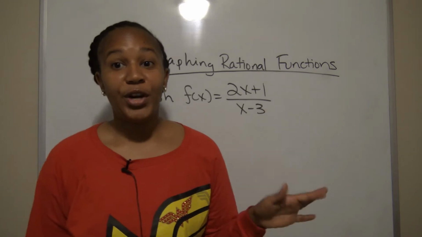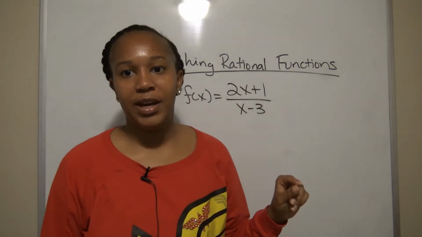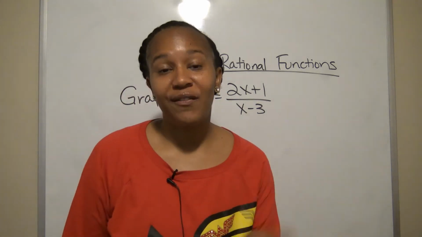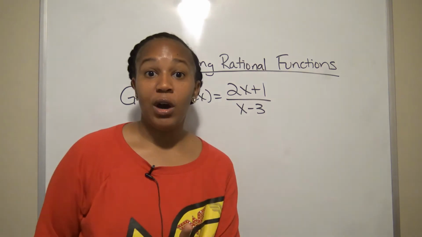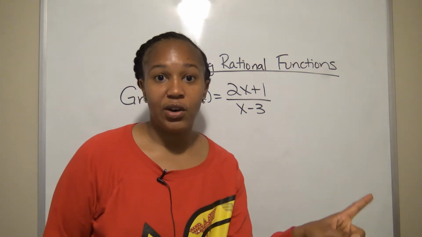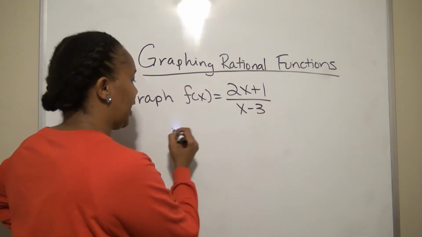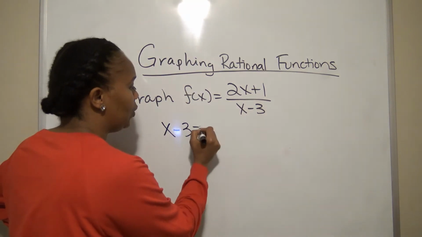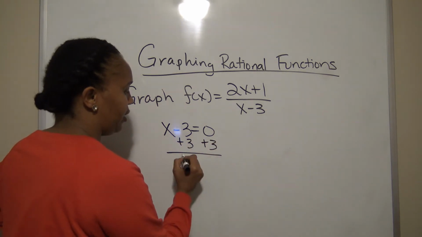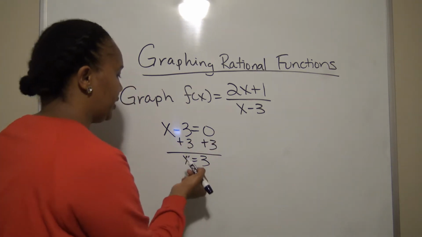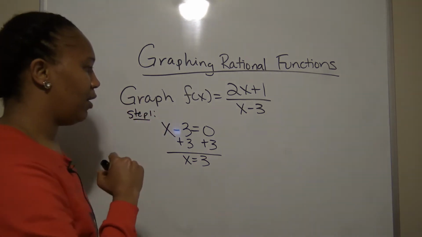Okay, so we're going to graph this rational function, f of x equal to 2x plus 1 over x minus 3. In step 1, we want to find the vertical asymptote. So remember how to find the vertical asymptote. If you don't, make sure you go back and watch another video I created about how to find the asymptotes. You want to take the denominator and set it equal to 0, and then solve for x. So if I take the denominator, set it equal to 0, I get x is equal to 3. That is my vertical asymptote.